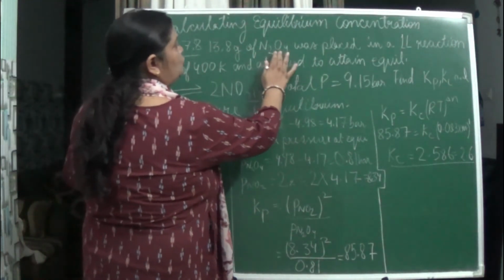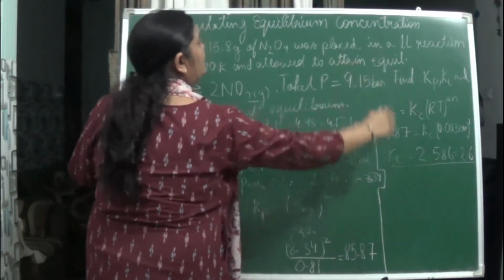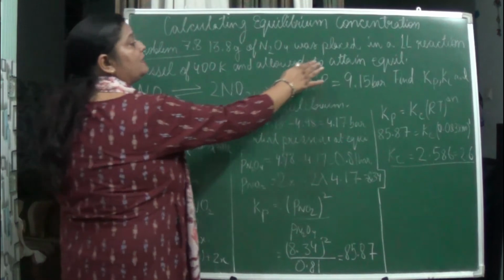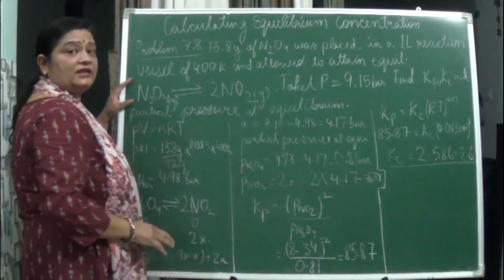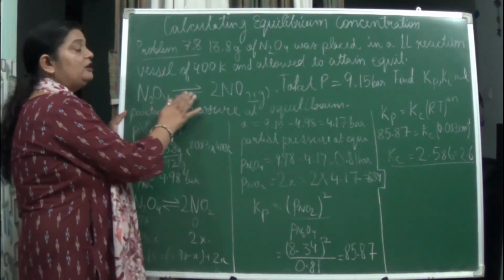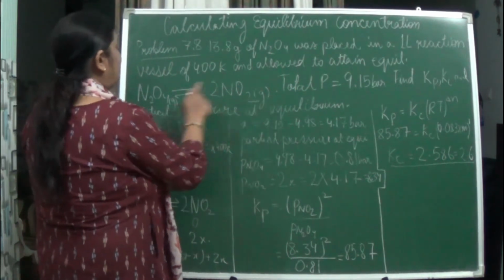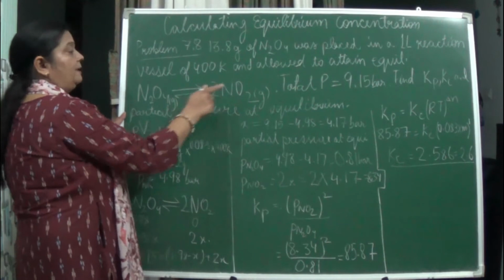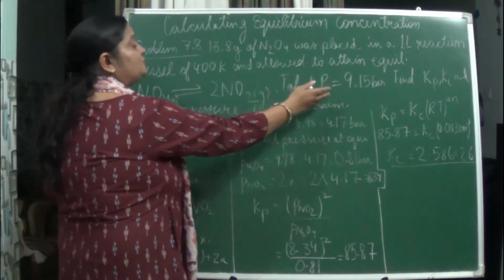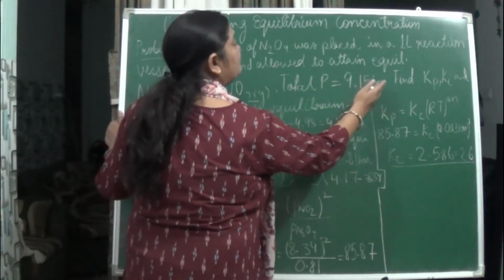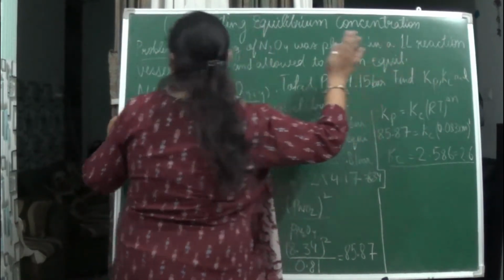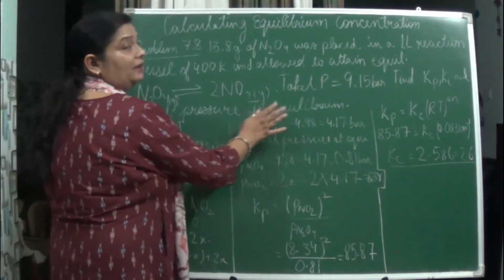13.8 gram of N2O4 was placed in a 1 liter reaction vessel at 400 Kelvin and allowed to attain equilibrium. The reaction is given: N2O4 equilibrium sign 2NO2. Here you can see both are in the gaseous form, so it is a homogeneous equilibrium. Total pressure is given, that is 9.15 bar, and you have to find Kp, Kc and the partial pressure at the equilibrium.